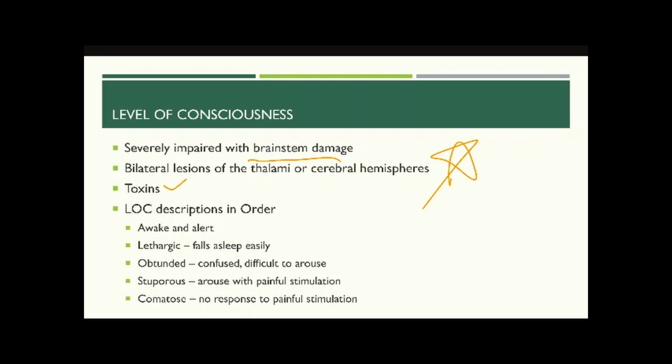So toxins can also cause altered levels of consciousness. Okay, what's a toxin you've all ingested? Not all of you, but I'll say. Alcohol. And what happens when you drink too much alcohol? You get obtunded, right? Or stuporous. Your level of consciousness dips because of the toxin that you ingested. So as you go in order, this gets worse in severity as you go down.